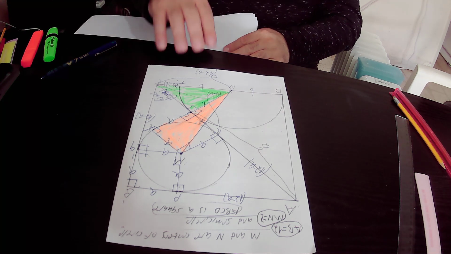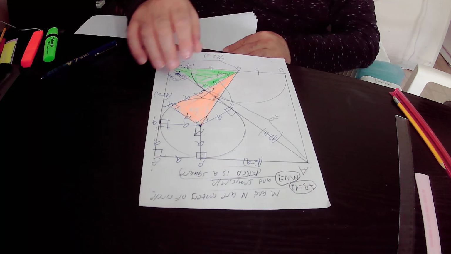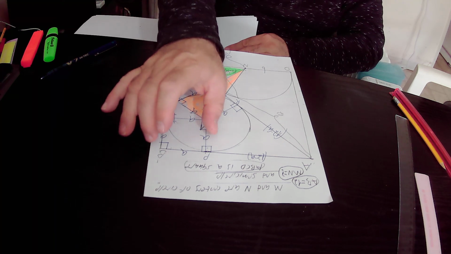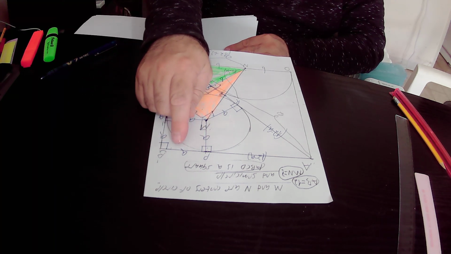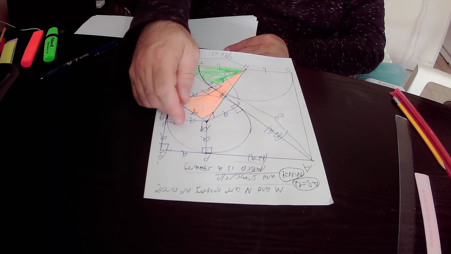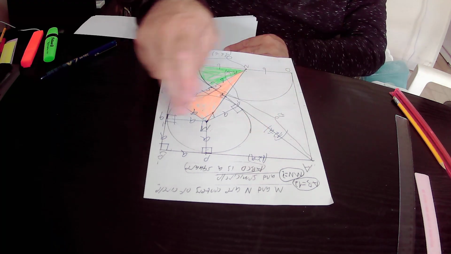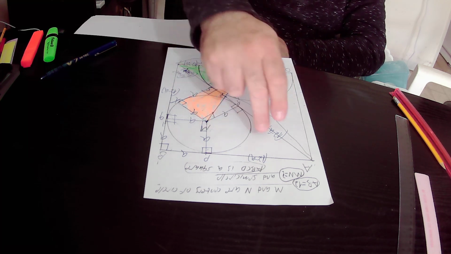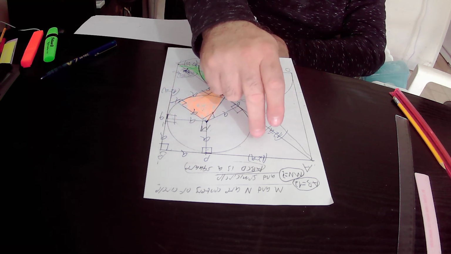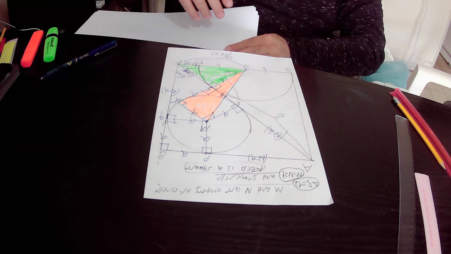So first of all, we defined PB as A. So if PB equals A, then AP will be equal to AB minus PB. That is to say, AP will be equal to AB, that is 12, minus PB, that is A. In conclusion, AP equals 12 minus A.